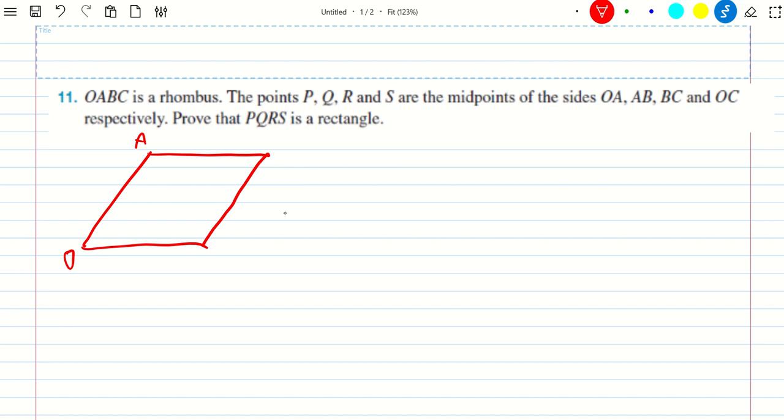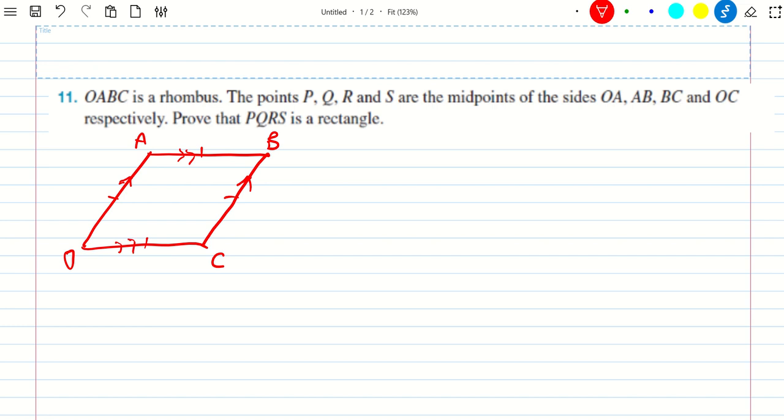OABC is a rhombus, and the sides are of equal length. Okay, those sides are all the same length. That's the definition of a rhombus, and OA is parallel to BC as well. Put those things on there as well. Okay, so there's a rhombus.